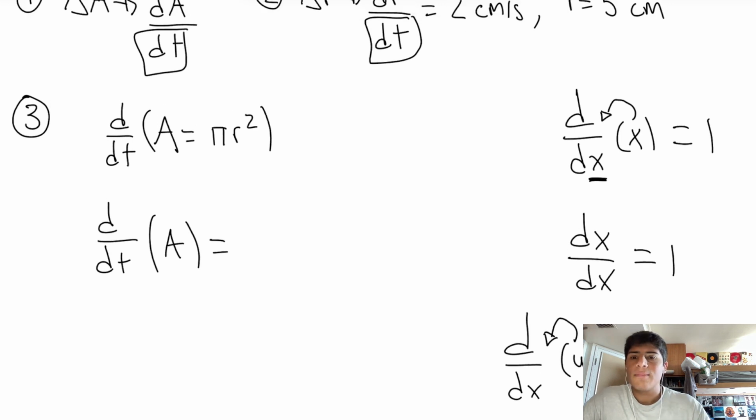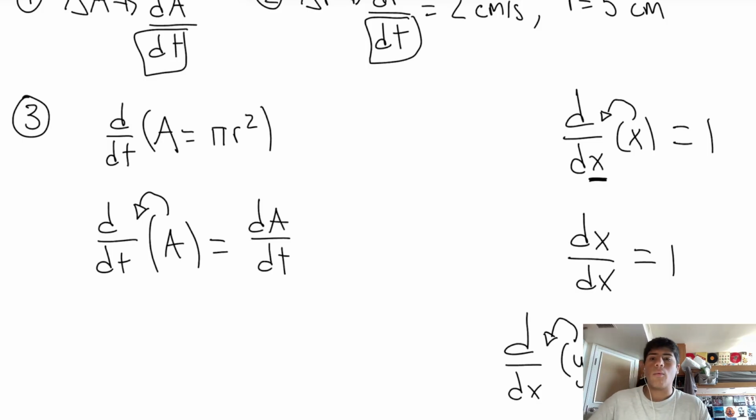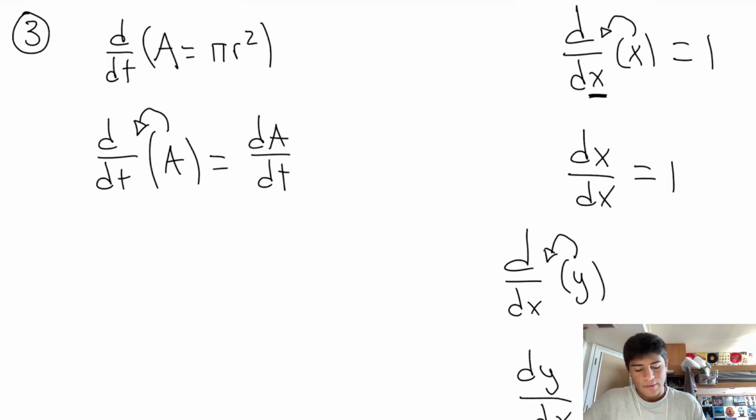We can do the same thing over here. We move this A, and we get dA over dt, which is not 1. dA over dt, the change in area with respect to time. Okay, now let's find the derivative of our right side with respect to time.